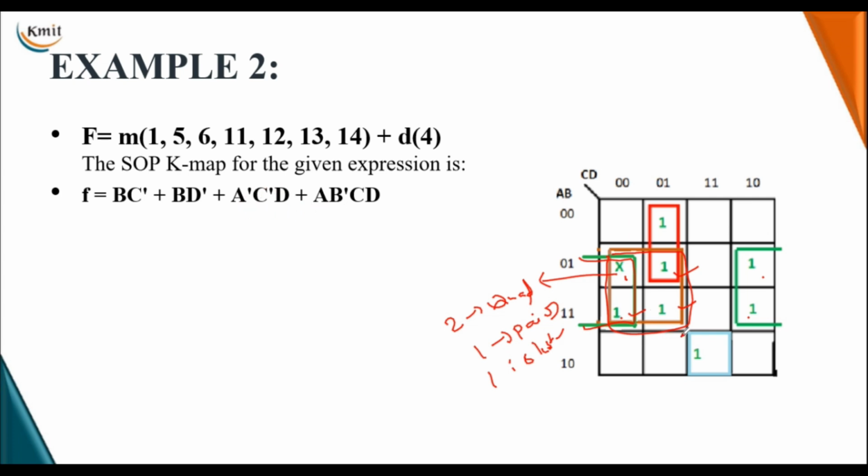Next, only one isolated minterm is left, which doesn't have any adjacency. This isolated minterm is written as AB bar CD. So A value is 1, B value is 0. So AB bar, CD are my column variables on your isolated minterm. So this is treated as an isolated minterm.